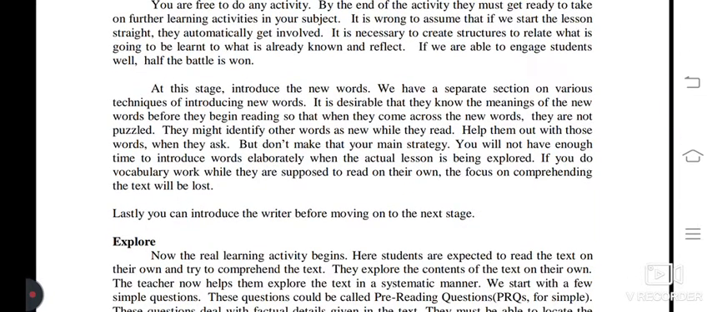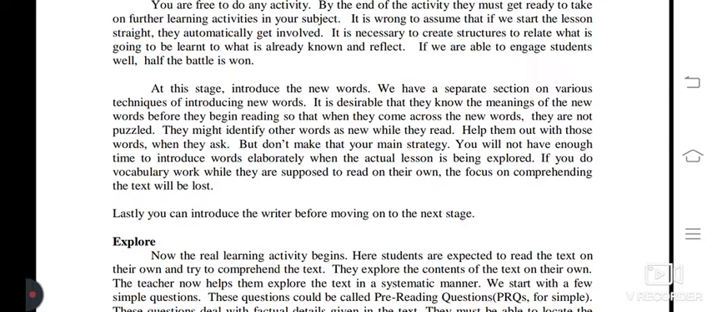At this stage, introduce the new words. We have a separate section on various techniques of introducing new words. It's desirable that they know the meanings of the new words before they begin reading, so that when they come across the new words, they are not puzzled. They might identify other words as new while they read. Help them out with those words when they ask, but don't make that your main strategy.